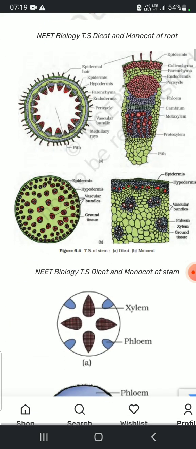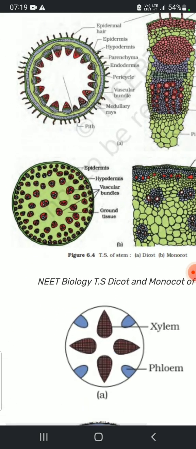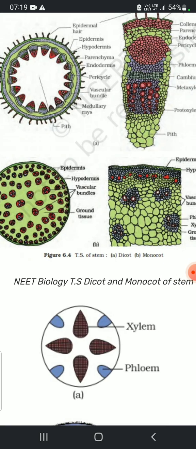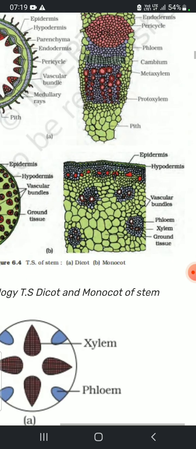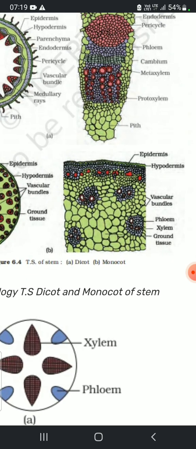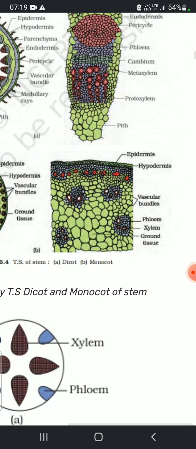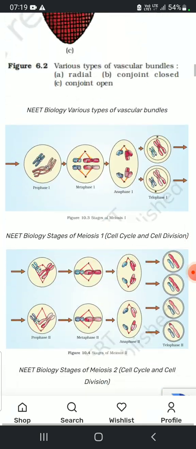Next diagram of monocot stem, we have outermost epidermis, then hypodermis, then vascular bundles, centrally placed vascular bundles are larger as compared to the peripheral. Then ground tissue can be seen. Next diagram of monocot stem, outermost is the epidermis, then we have hypodermis, then vascular bundles are shown, then phloem, xylem, then ground tissue can be seen.